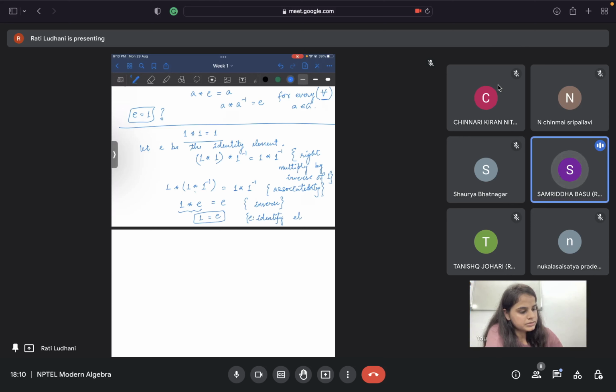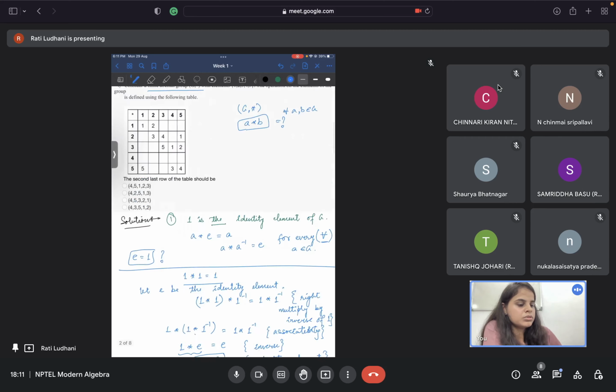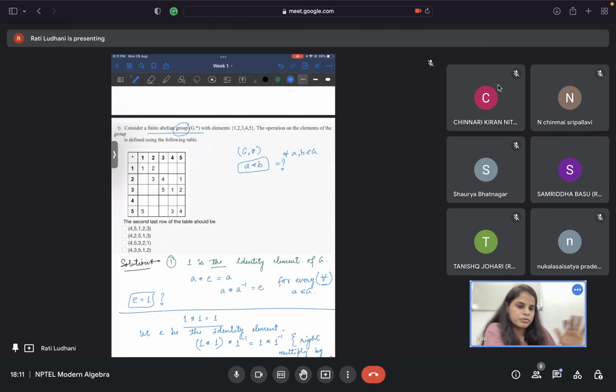Ma'am, but one more thing. Does this inverse exist for every element or just 1 and 5? Here it is given that this is a group. So maybe we don't know which element it is, but from the group we know 4 properties. Closure should be satisfied. Second, associativity should be there. Now an identity element should be there, and the fourth is that for every element you should have the inverse. So we don't know which element it is, but we know there is someone for everyone.